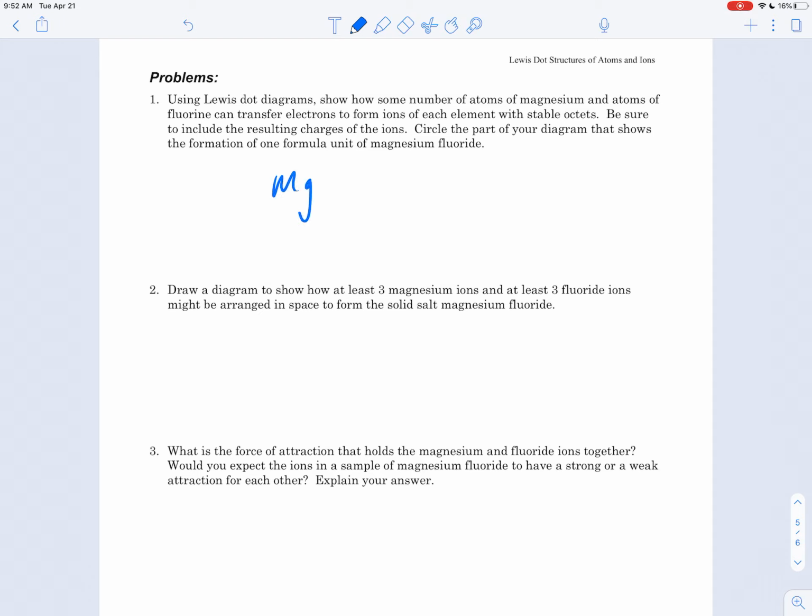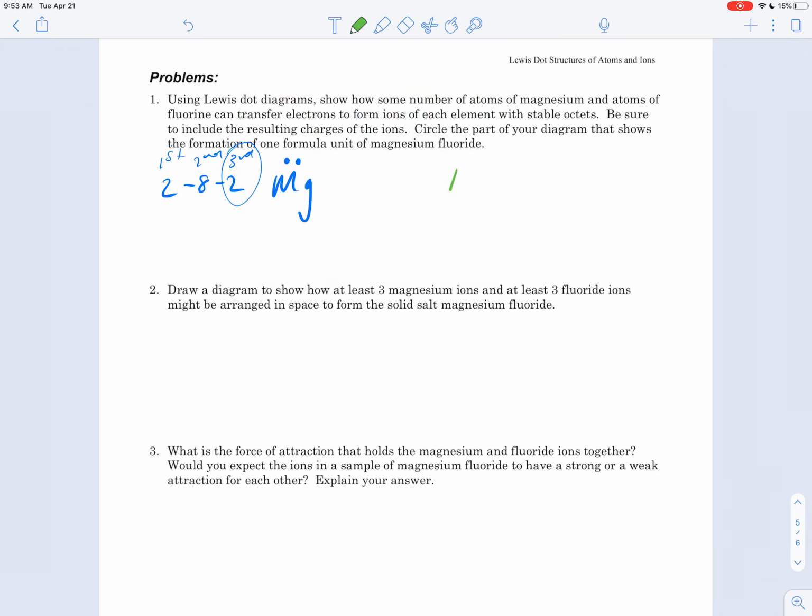Magnesium has got 2 valence electrons. Its electron structure is going to be 2, 8, 2. That means it's got 2 electrons in its first energy level, 8 electrons in its second energy level, and then 2 electrons in its third energy level. And that third energy level is the outer energy level. That's where the valence electrons are. So we draw 2 dots for magnesium.